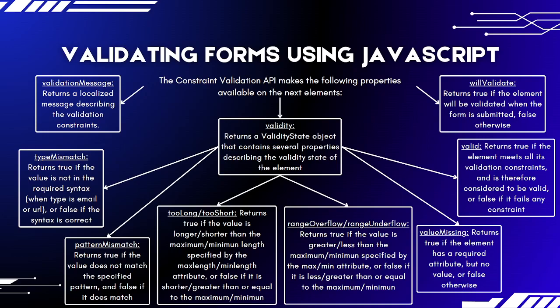The validity property returns a ValidityState object that contains several properties describing the validity state of the element. We are going to find things like typeMismatch, which returns true if the value is not in the required syntax.